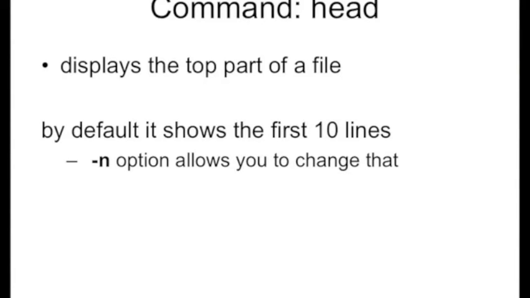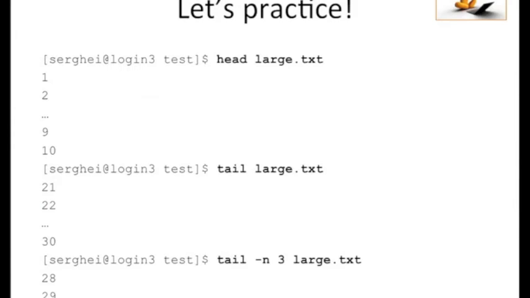Okay, so another command which gives you the head of the file, by default the first 10 lines, will be head. If you want to specify how many lines you want to see, then you should say -n and the number of lines. So here you say head large.txt, and it will show you the first 10 lines of the file.